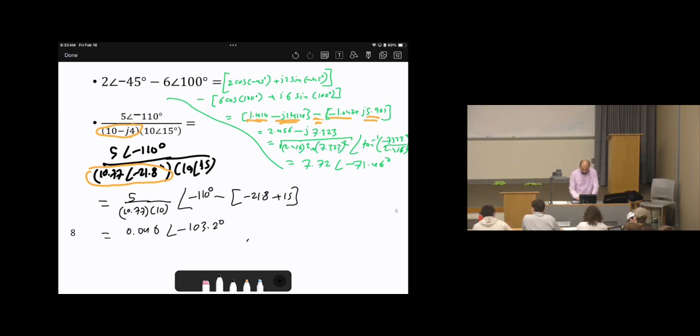If you need to convert this to polar, just apply the formula. We will end up having 0.011 minus j 0.045. That's how we can do it after doing the conversion. Okay? Is this clear?